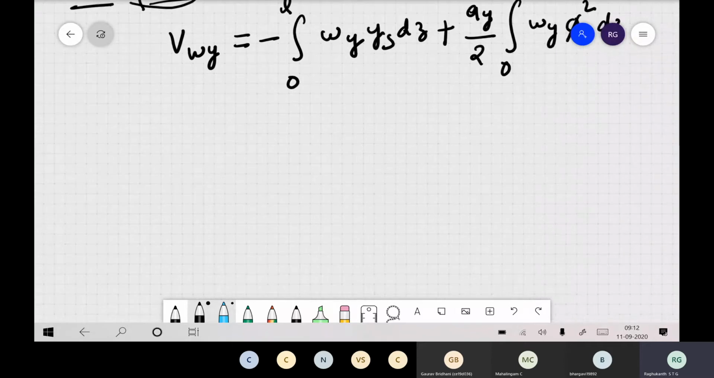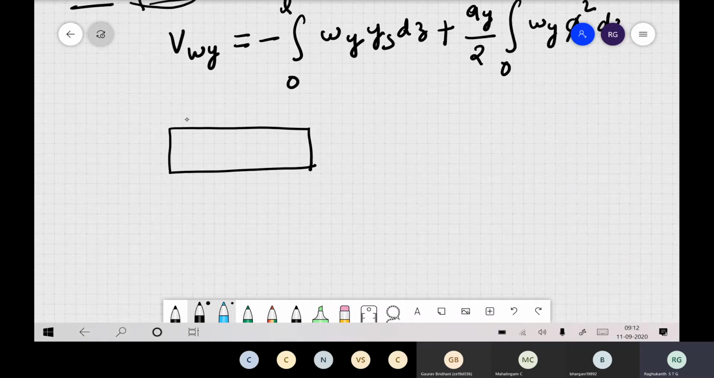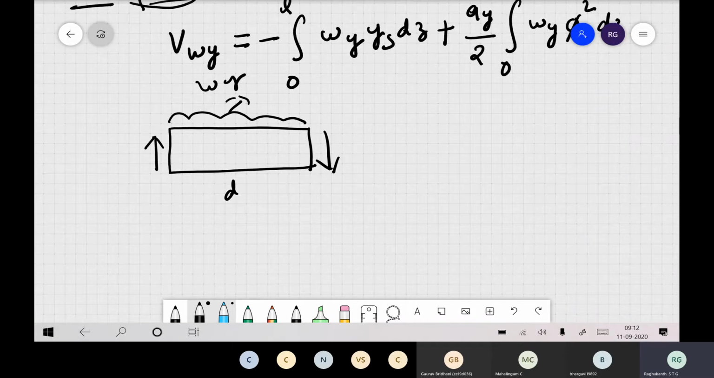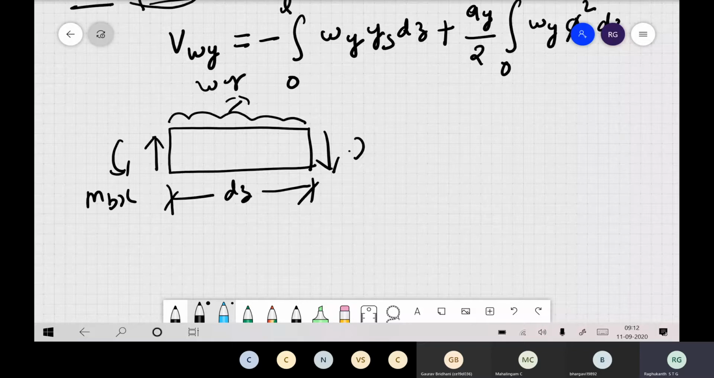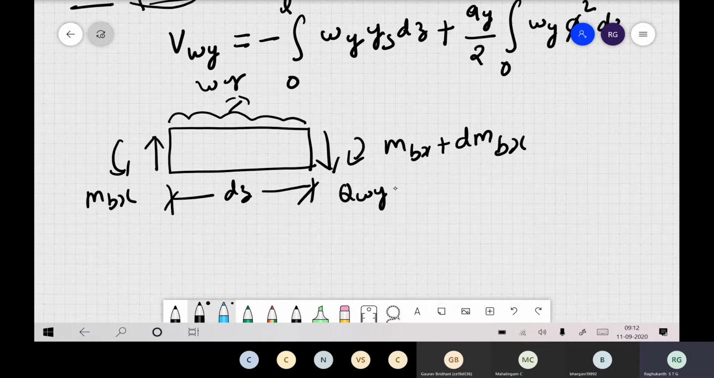Now here, in these problems, you can derive the equations relating shear force, bending moment, and all other things also. So if you take any section on the beam, and let us say this is our Wy, and you take any small element dz in the beam, you know all the reactions. So Mbx plus dMbx, same as in our UG Euler-Bernoulli beam theory, to derive a relationship between shear force and bending moment. So this is our Qy.